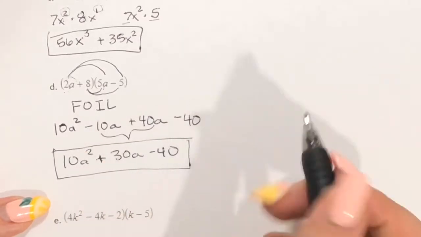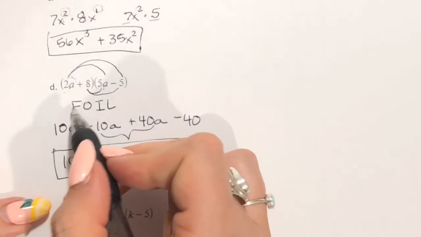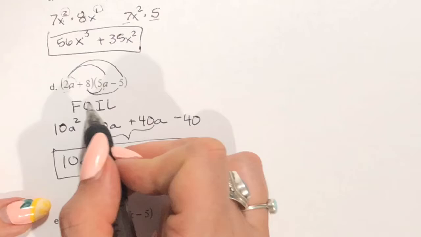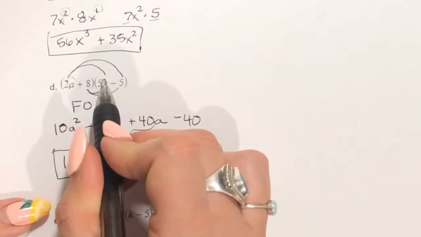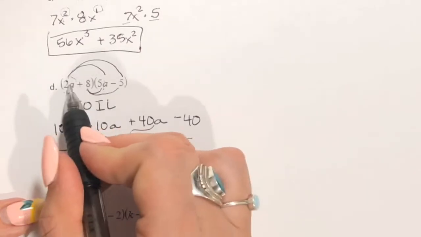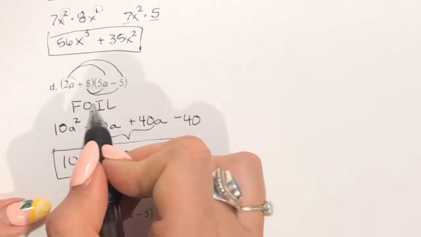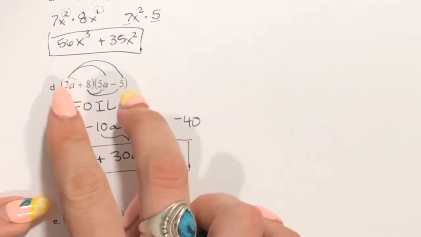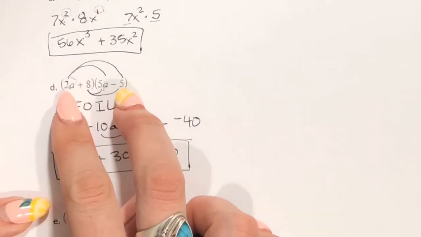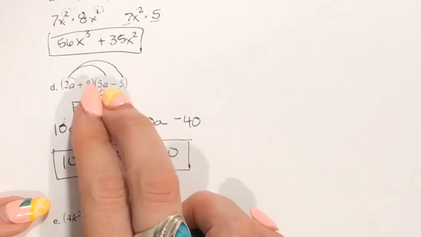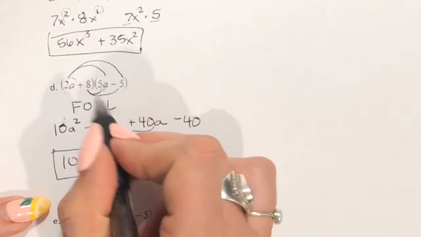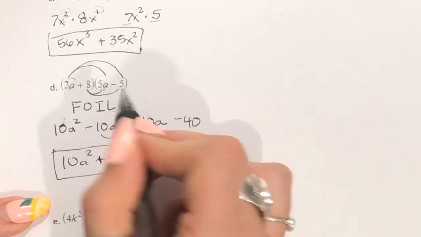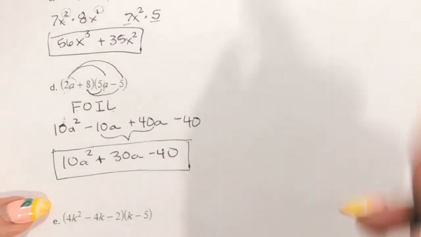And then just kind of a reminder, if you did learn the FOIL method, the reason we call it FOIL is it's just an abbreviation. The F stands for first times first, so you're timesing the first term in each group. The O stands for outside, so these are your outside terms, so we times those together. I stands for inside, so the 8 and the 5a are the inside terms, and then the L stands for last times last. So that's where the FOIL comes from.